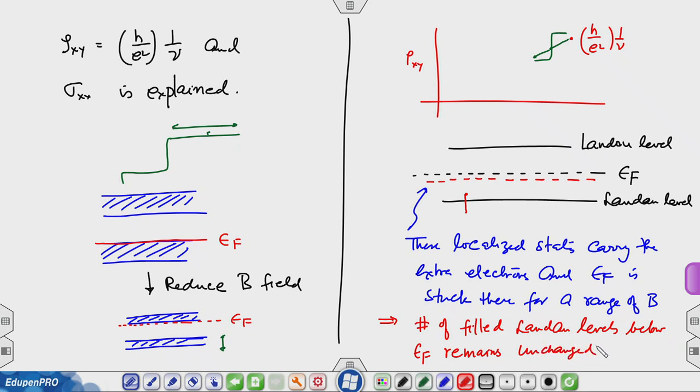And if that remains unchanged, what is going to happen is that rho xy is going to remain unchanged. So, you see this plateau, and then again you shift to the next level as you reduce the field further, the next Landau level. Then you see a jump in the conductivity because that Landau level is slowly filling up, and then again the Fermi level gets stuck in impurity levels again. So, this is how you see these plateaus coming in. So, this is the explanation. So, disorder in the system is important.